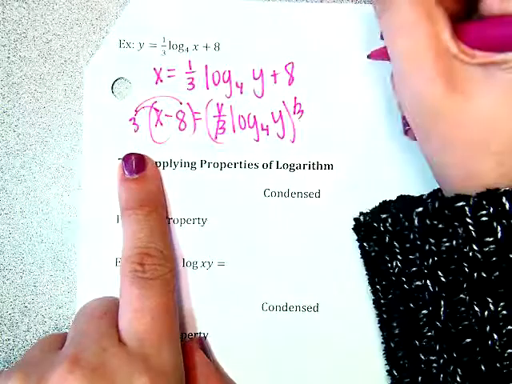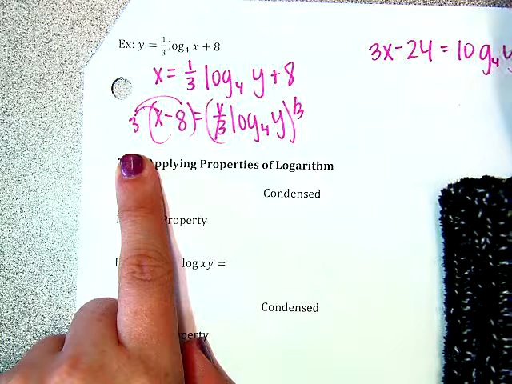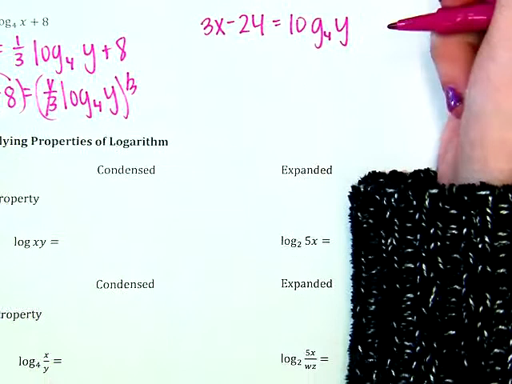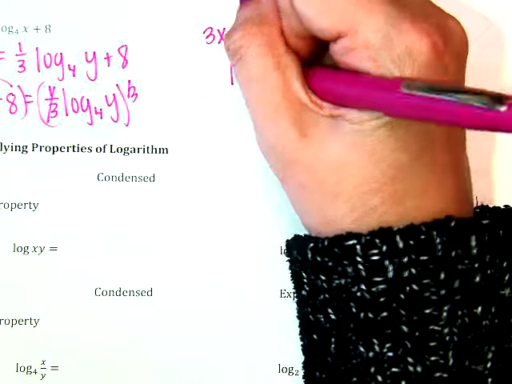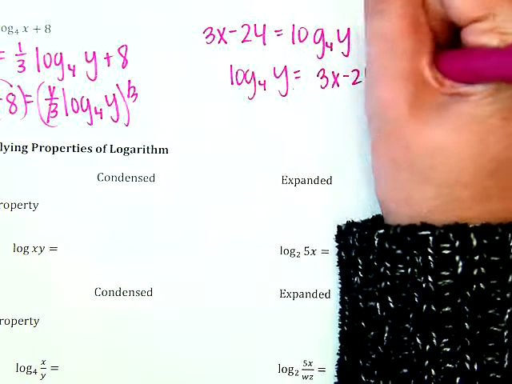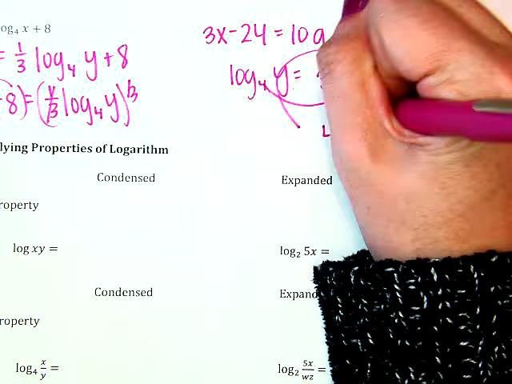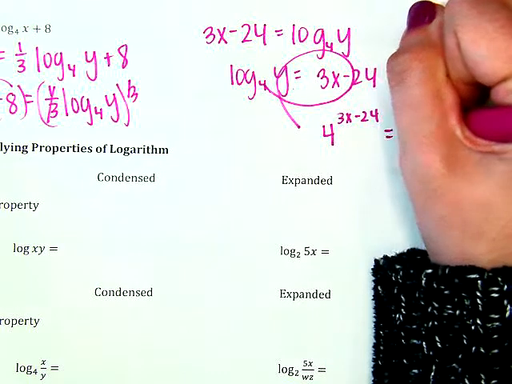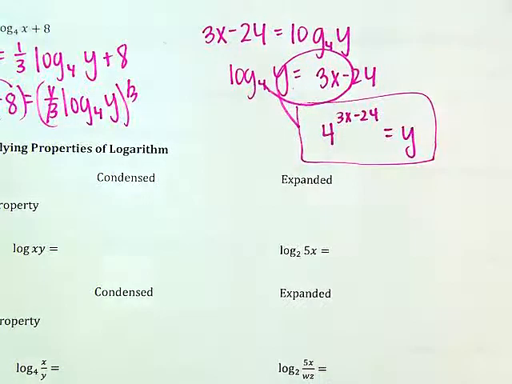This side I'm just going to distribute. So I got 3x minus 24 equals log base 4 of y. To do my little fancy swirly, I need this to be on the other side. So log base 4 of y equals 3x minus 24. So I can do that thing. 4 to the power of 3x minus 24 equals y. And there's my inverse.